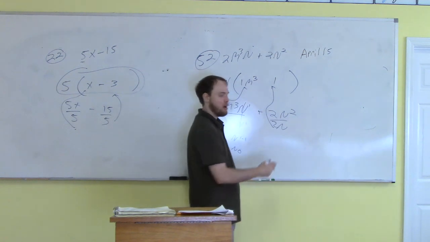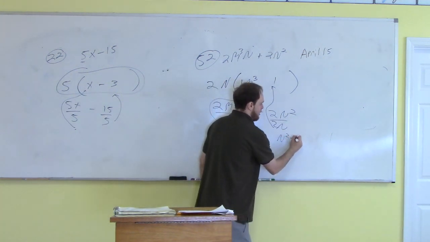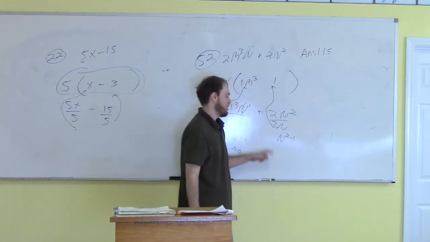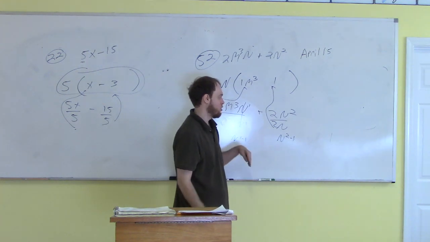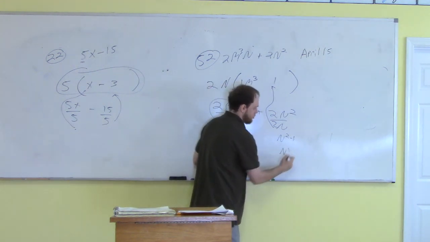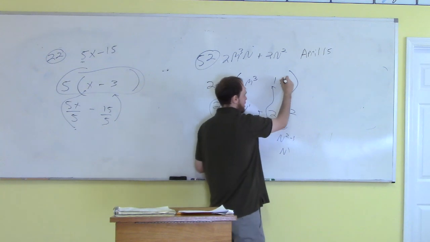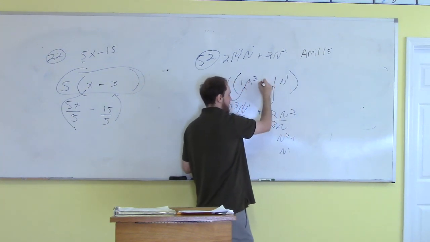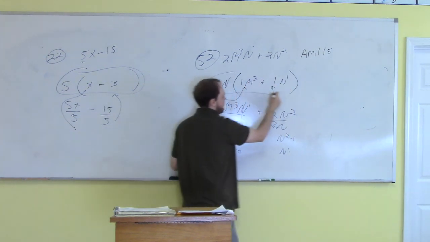Now I'm going to do N squared divided by N. So it'll be N squared, 2 minus 1, which would give you N to the first. And so it would be 1 N to the first. And so that would be your answer right here.